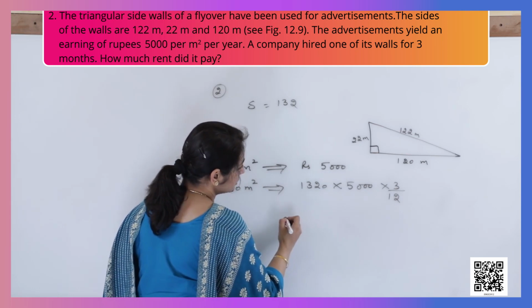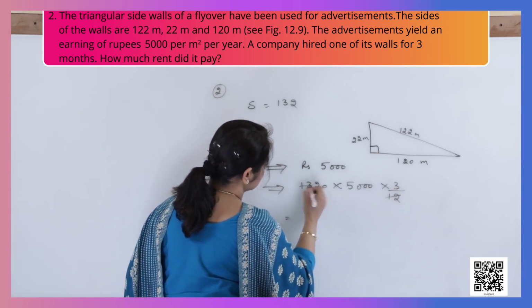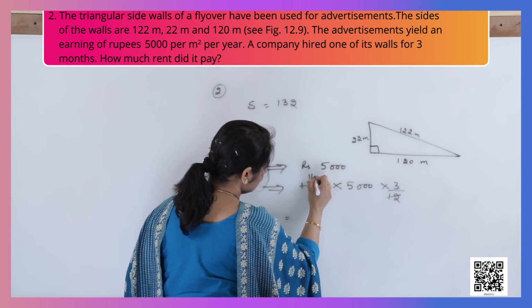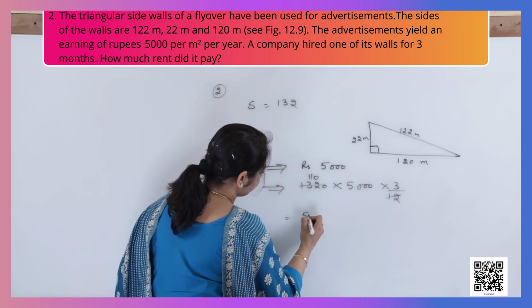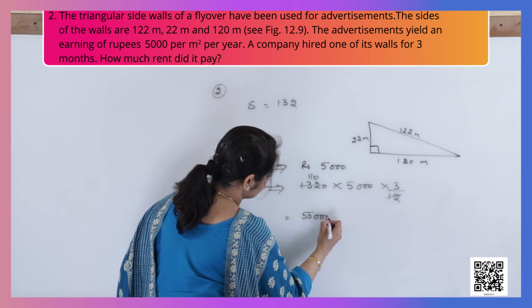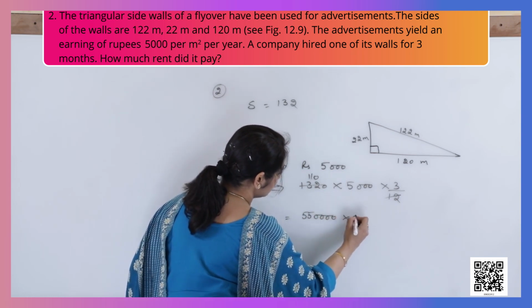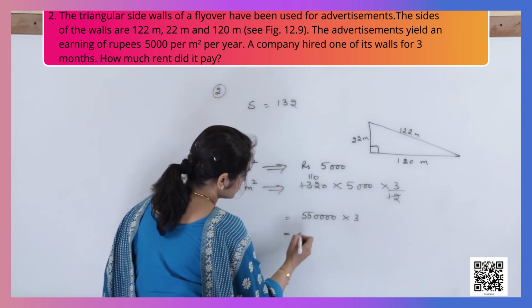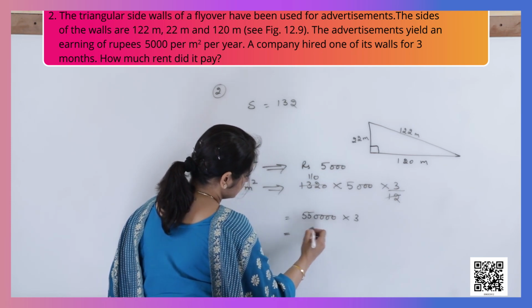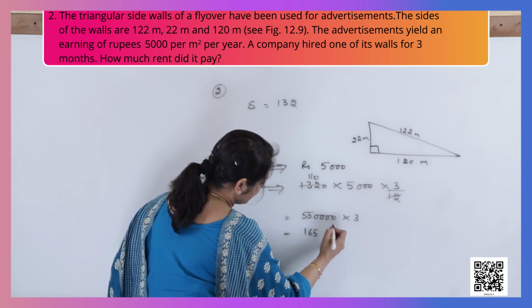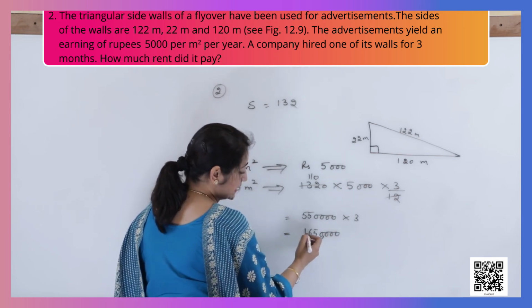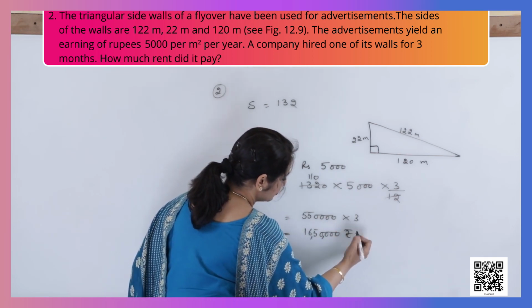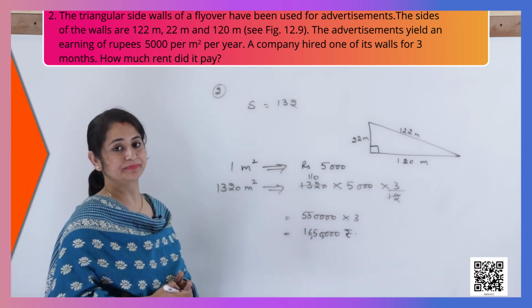Now dividing it, it will give us 110, and multiplying all this, we will have 55, then 4 zeros, into 3. It will give us 5 3s are 15, 165 and then 4 zeros. That means 16,50,000 rupees. That's the answer.